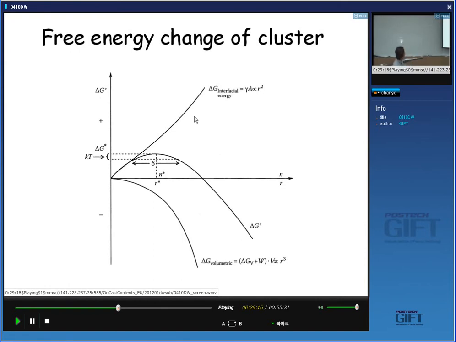This goes up, and the summation of these two terms, so the free energy of the nucleus with respect to radius or the number of atoms inside of the cluster or embryo or nucleus, will go upward and then downward. So you already know this height indicates the activation energy for the nucleation. So the nucleus or embryo should overcome this amount of energy barrier to become a real nucleus.